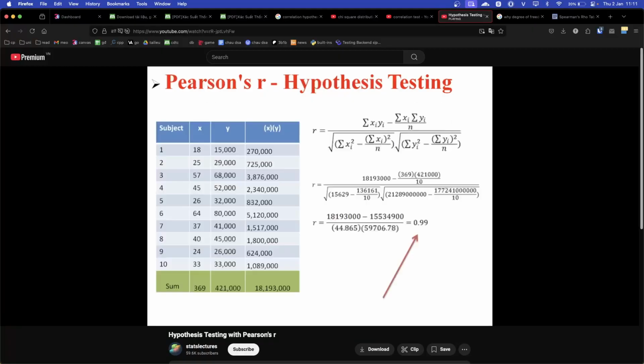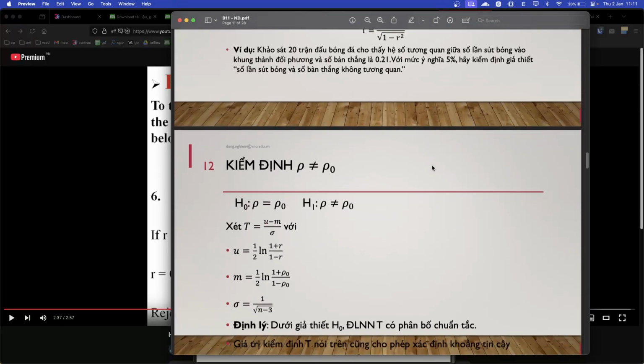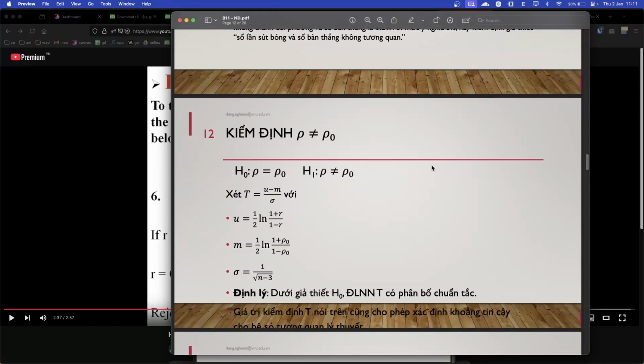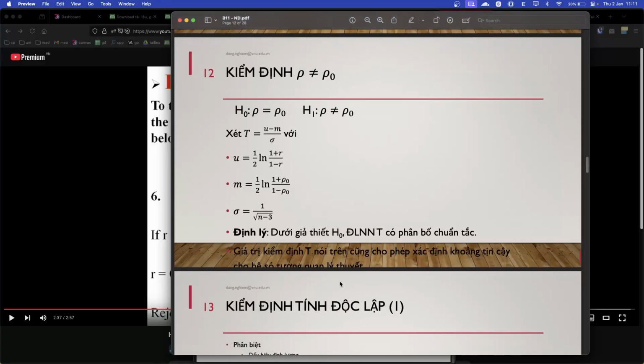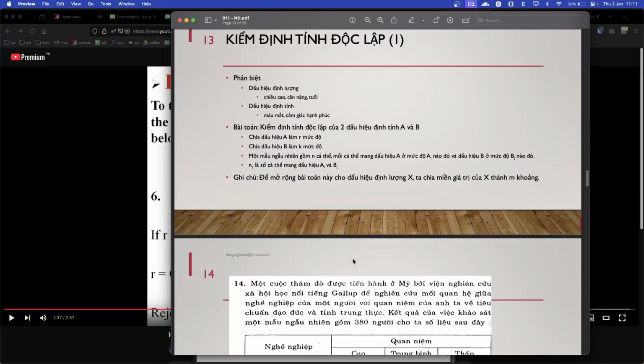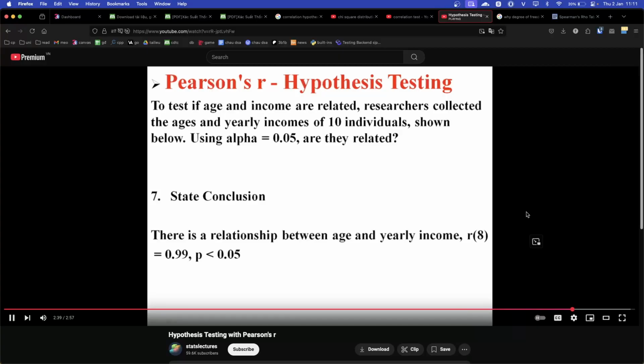Next, we will calculate the test statistic. Now, in my last example, I've already done this exact thing, so I don't want to go through it again. But here's everything that we did. And this is a process that we worked through in order to come up with our r, back to the null, and reject the null hypothesis. Therefore, concluding that there is a relationship between age and yearly income.